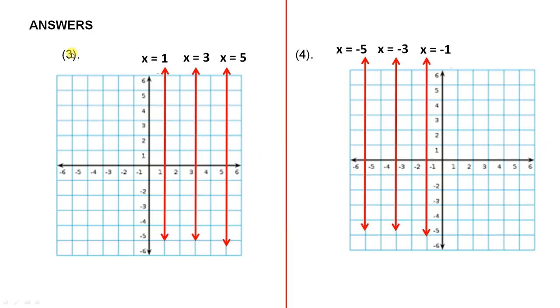So for the answer to question 3, we have to draw those 3 lines. That's the line for x equals 1, the line for x equals 3, and the line for x equals 5. And each of those 3 lines are parallel to the y-axis. And finally, here we have x equals -1, x equals -3, and x equals -5. So each of these lines is parallel to the y-axis.